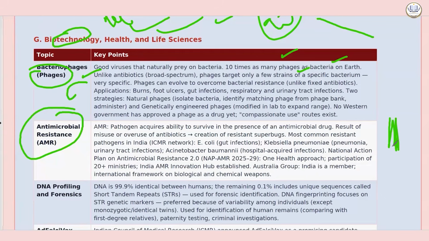Then we have Klebsiella pneumoniae, causing pneumonia. Then we have Acinetobacter baumannii, which causes hospital-acquired infection. And we have a National Action Plan on antimicrobial resistance as well, with a One Health approach, because so many zoonotic diseases are spreading, with participation of 20+ ministries. We have a hub as well established, the Australia Group. India is a member; the international framework on biological and chemical weapons is related to it.